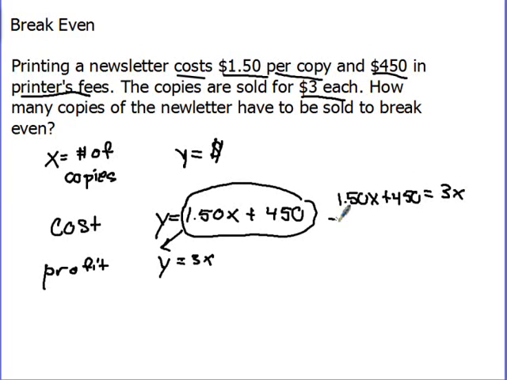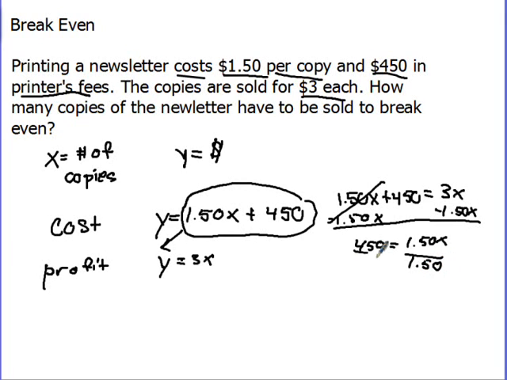Well, how would I solve for x? I would have to subtract 1.50 x from both sides. So I get 450 equals 1.50 x. And then I'm ready to divide. So how many copies do I need to sell to break even? Well, 450 divided by 1.5 would be 300. So I need 300 copies to break even.